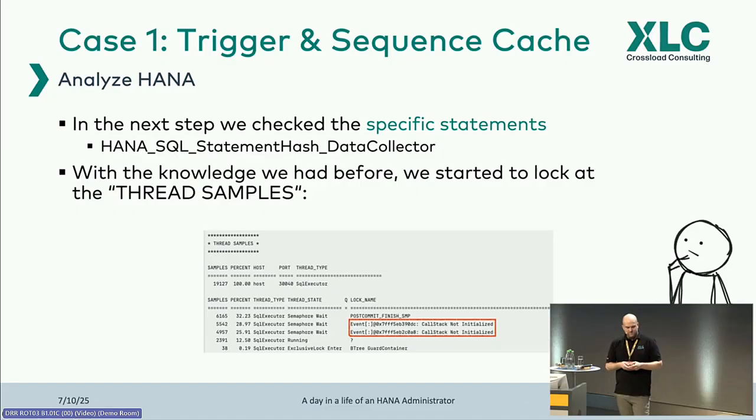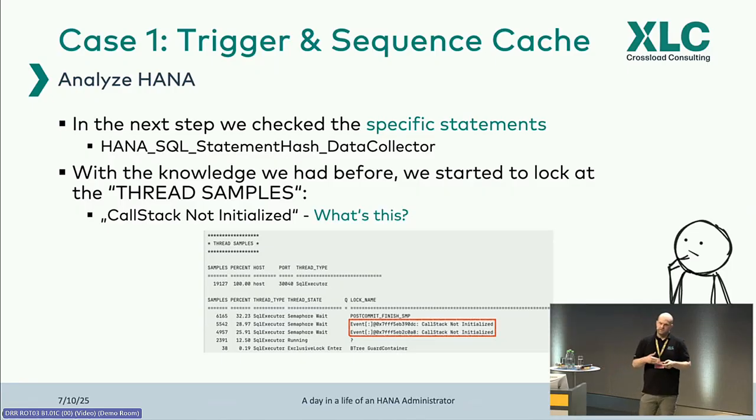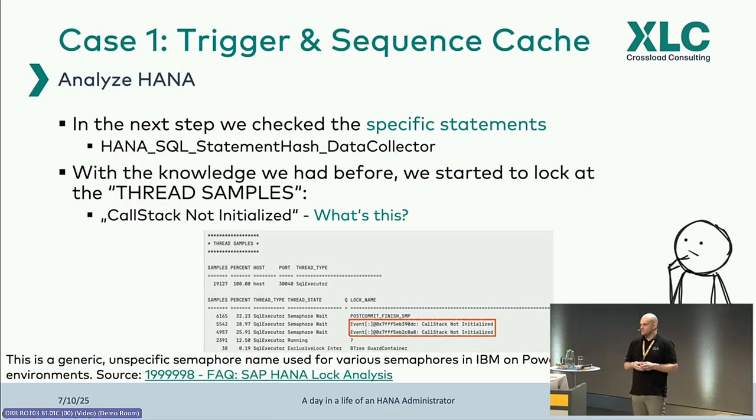So we saw this specific state, call stack not initialized. What's this? So no more information. Normally you get a specific call stack, and there's also a FAQ node where you can look up mostly all of the call stacks which the HANA database is using. And there's also another node where you can look up all the log handles of the HANA database. But in this case, it was only a call stack not initialized. It's an IBM specific problem. So in this case, there's no real documentation about the call stack. That's why this message will be displayed.